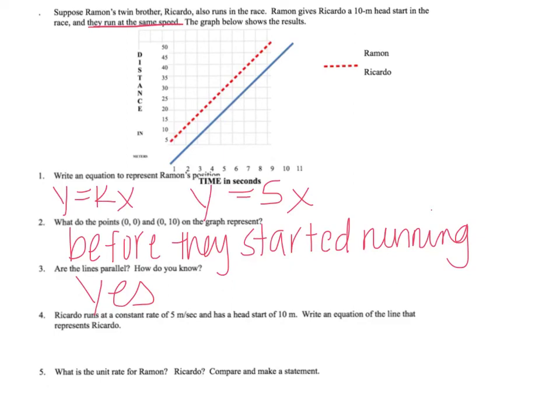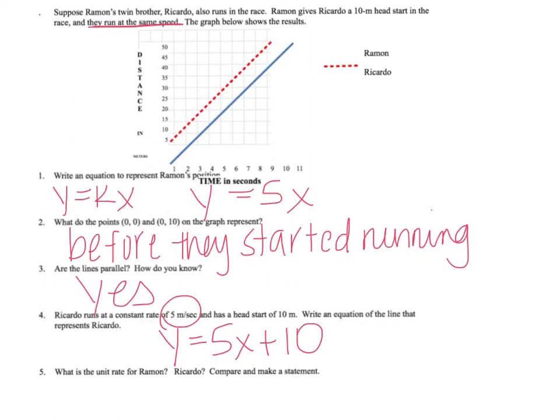Ricardo runs at a constant rate of 5 meters per second and has a head start of 10 meters. Write an equation of the line that represents Ricardo. So we already said that the constant is going to be 5. So we have y equals 5x. But he has 10 more than starting at 0. So we need to add 10.